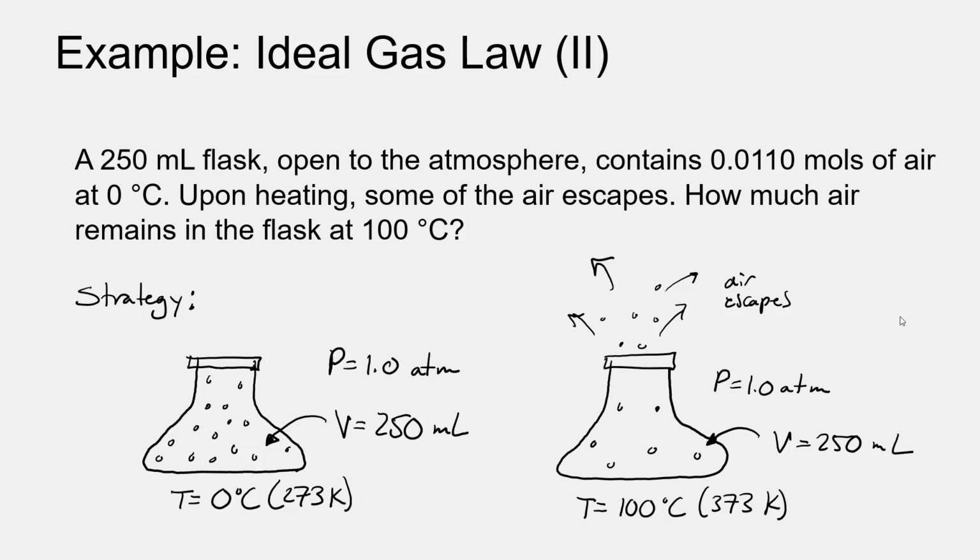All right, so in this case, we're clearly given two sets of conditions. In our flask initially, which is open to atmosphere, we have 0.0100 moles of a gas. The temperature is 0 degrees Celsius, which is the same as 273 Kelvin. The volume of our flask is 250 milliliters, and the external pressure is 1 atmosphere.